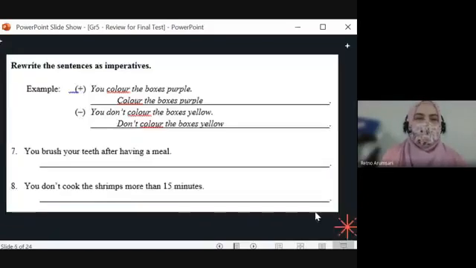Yes. All right. Now, the next part is you need to rewrite the sentences as imperatives, just like the examples here. You color the boxes purple, because imperatives do not have subjects. So, all you need to do is to only leave out the subject. See here? You color the boxes purple becomes color the boxes purple. The only difference between the two sentences is the subject, right?